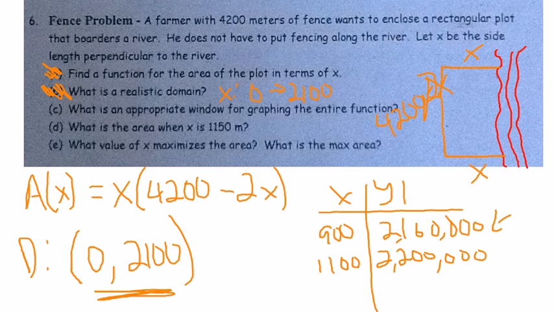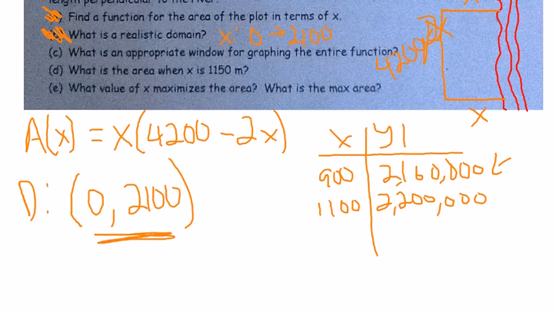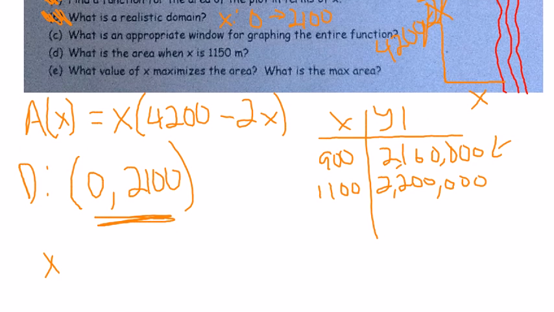Now I'm going to go to my window. I hope you're doing this with me. And I'm going to take my x's. Let me give myself a little bit more space here. My x min is going to be 0. That comes from my domain. My x max is going to be 2100. So I'm going to go ahead and type that in right now. 0, 2100. I'll count by 100. It doesn't matter that much.